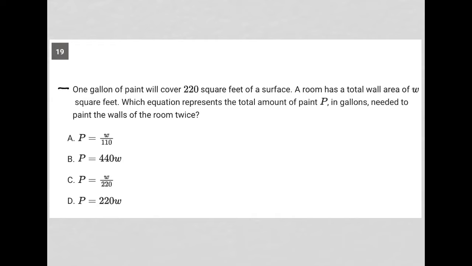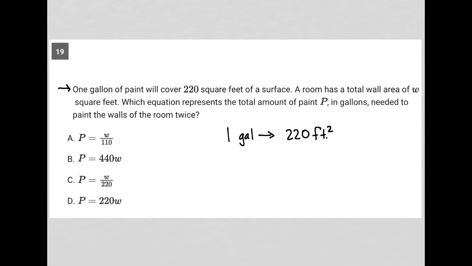So this question says 1 gallon of paint will cover 220 square feet of a surface. I'm going to write that down. 1 gallon gives you 220 square feet. A room has a total wall area of W square feet. Okay? Which equation represents the total amount of paint, P, in gallons?